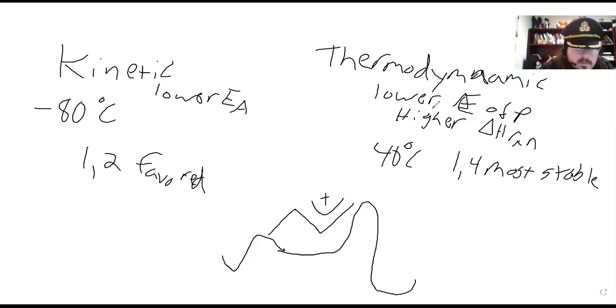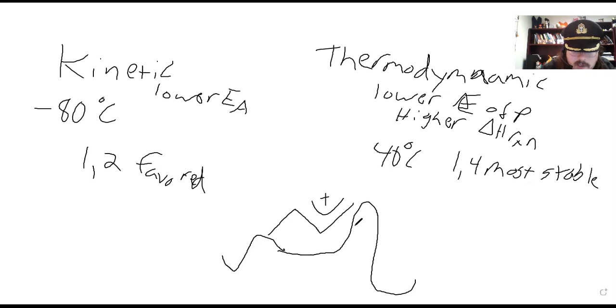So the idea about running this at low temperature is you're less likely to reverse the reaction, get back to this intermediate, and thus make this product. If I can't jump over this high barrier here, then it's only going to form kinetic product. At 40 degrees, yes, you're going to form kinetic product faster, but you're also going to form thermodynamic product faster. At 40 degrees, we should be able to reverse this reaction and get it back.